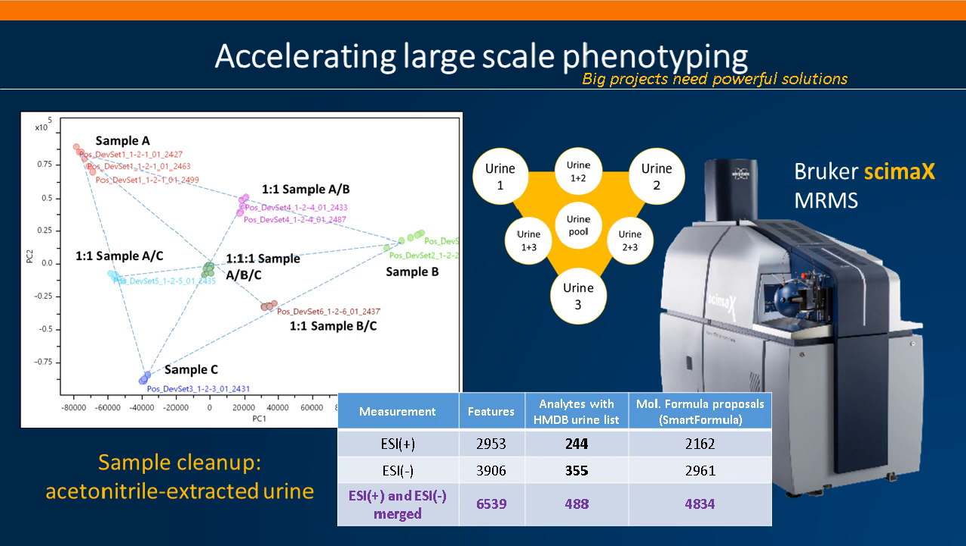And I think most impressive is the fact that, looking at the bottom table, of the 6,539 features measured by this system in both positive and negative electrospray mode, 4,834 of them were assigned a formula using the Smart Formula Generator, and 488 of those actually have been linked to the HMDB list for what would be expected in urine. So this is actually a huge level of characterization coming right out of the box without any database building initiatives, which can be lengthy and expensive.